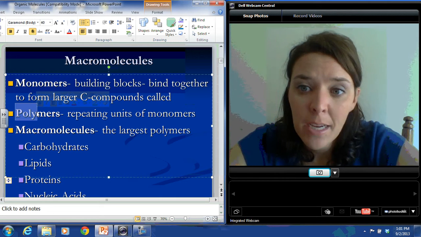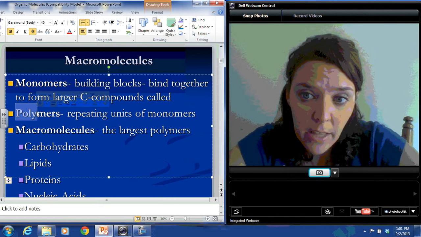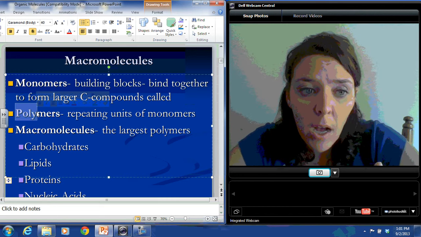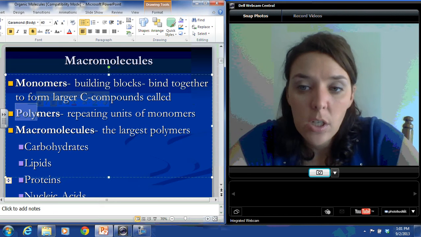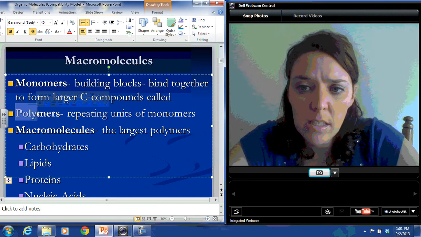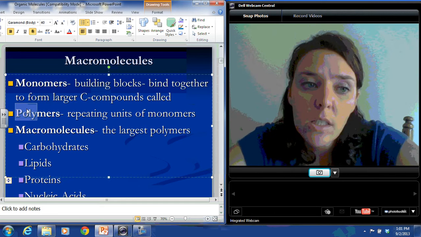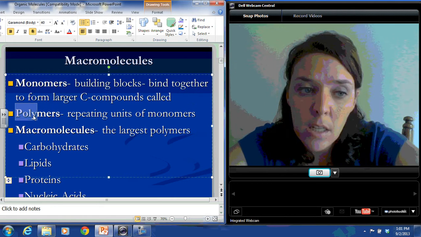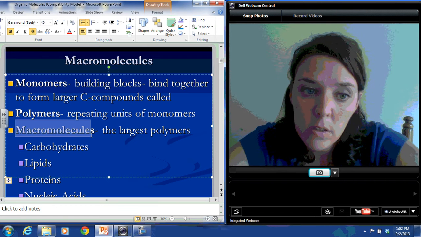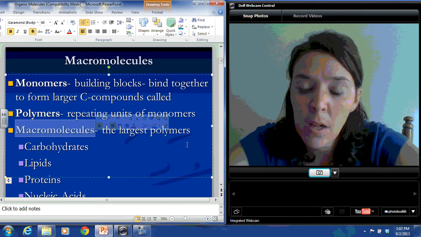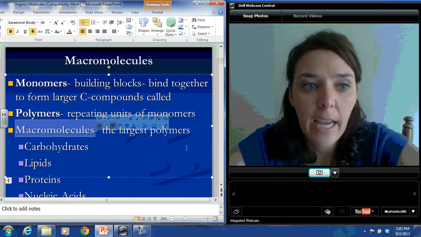And what does poly mean? Poly means many. So you have a whole bunch of monomers all stuck together to make a polymer. Now these polymers are what make up our macromolecules. Okay, like starch, plastics, typical things in your everyday world that are large are made up of smaller molecules. Okay, so monomers build polymers, and these polymers are called macromolecules. Okay, again, macro means large. Okay, macromolecules are the largest polymers, and there are 4 types: carbohydrates, lipids, proteins, nucleic acids.